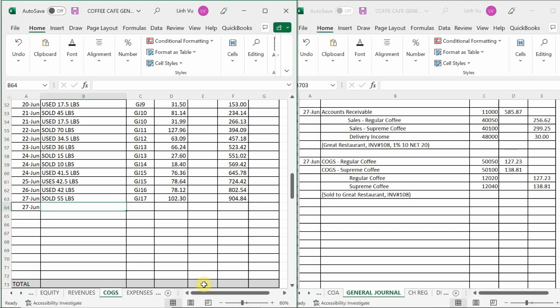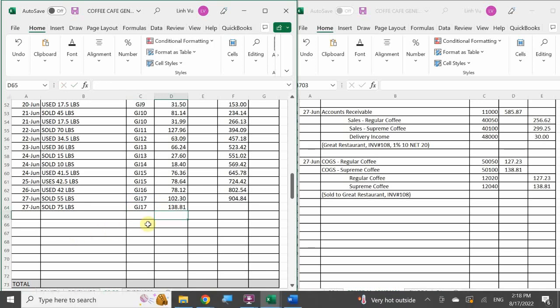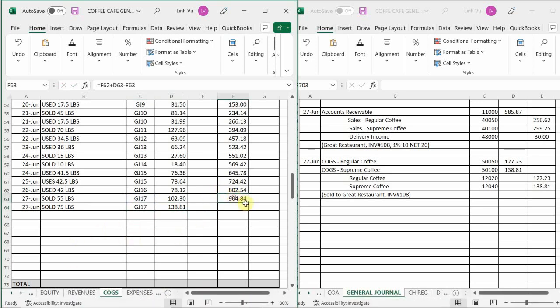And then for the Supreme Coffee, we sold 75 pounds for 138.81. And now the total is $1,143.65. Yes, that's the number I have.